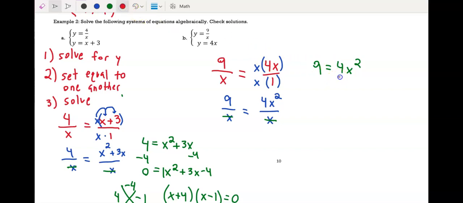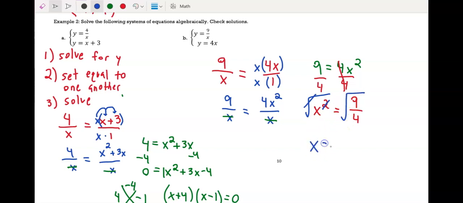Then we can divide each side by 4 because we're trying to get that x by itself. And I'm going to flip our equation around so that I get just x squared, because these 4's cancel, is equal to 9 over 4. And then we can square root both sides because this square root will cancel out that squared. So I get x is equal to the square root of 9 over 4.